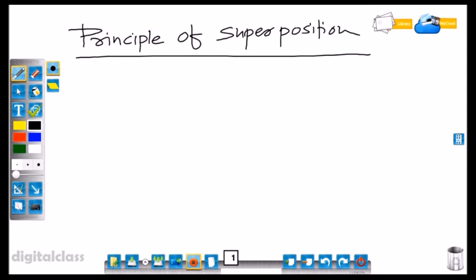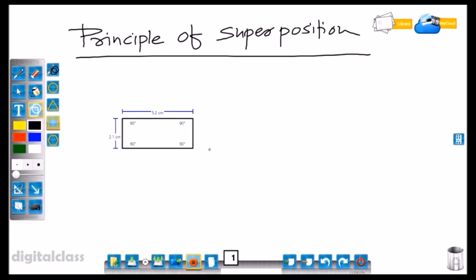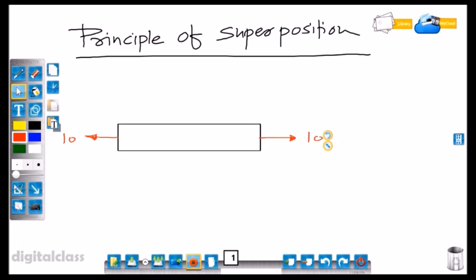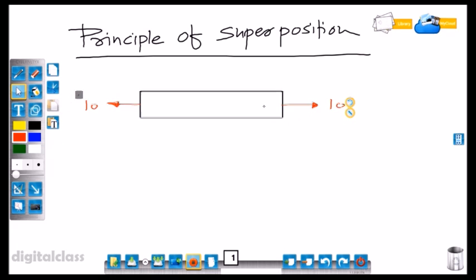Now we are going to see principle of superposition. In this, first of all, we must understand about equilibrium of forces. Consider a body and 10 kilonewton force is applied on both sides of the body. What will happen? Body will get elongated.